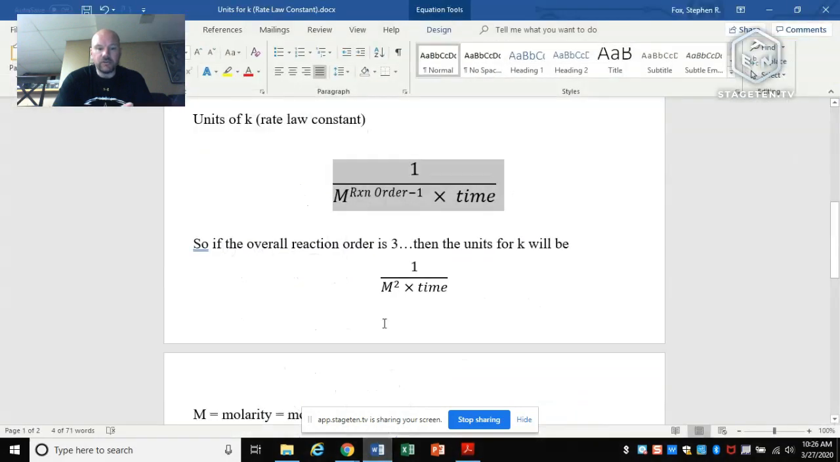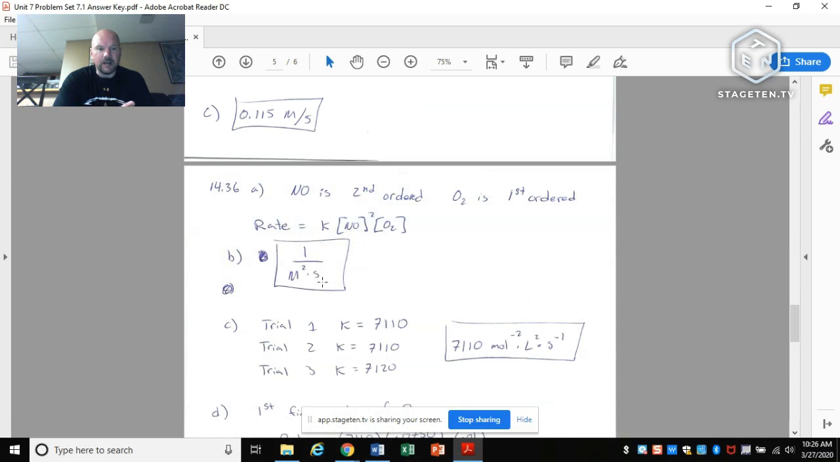So if we go to our units of K, it's going to be 1 over molarity raised to 3 minus 1. So 1 over molarity squared, and then times the unit of time. And again, for all these, our unit of time was seconds. So that's how I get my units for K. Okay?